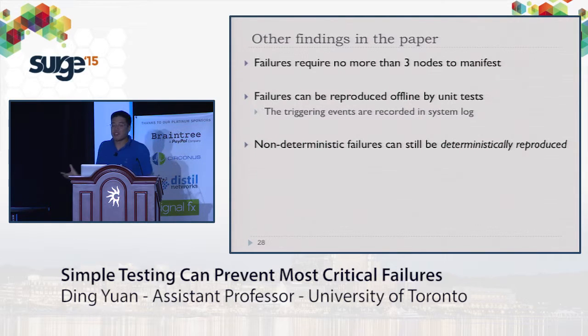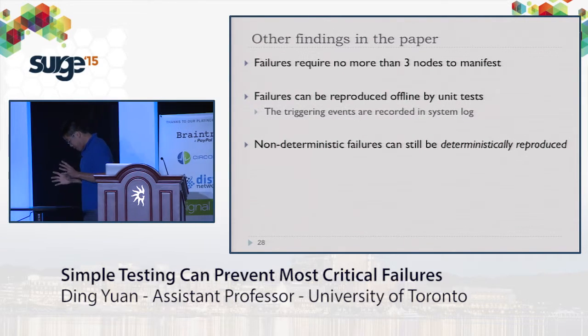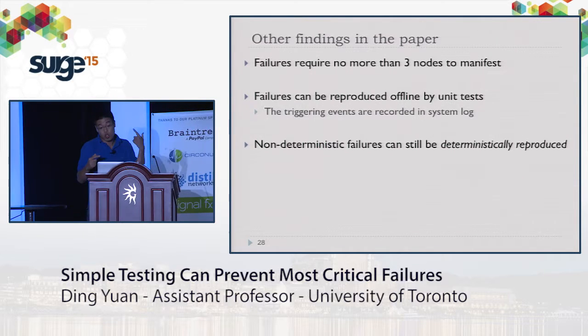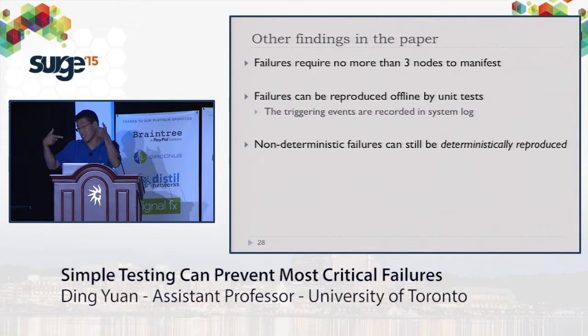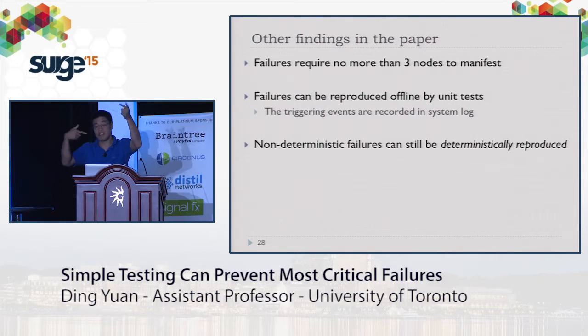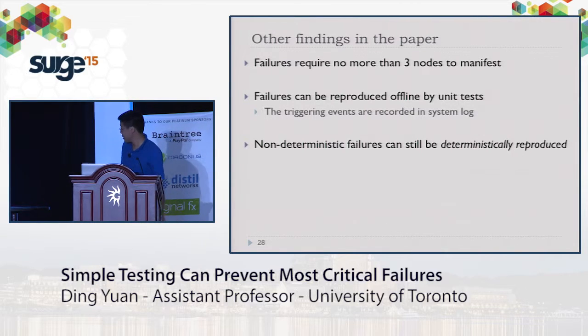And although we made the observation that a quarter of the failures are non-deterministic, the majority of them still could be deterministically reproduced. By that, I mean that the timing requirement in these failures is usually between some internal function calls. So if you use unit tests, you could still control the order of these function calls, so you can still deterministically reproduce them.